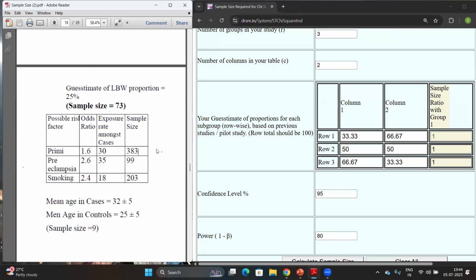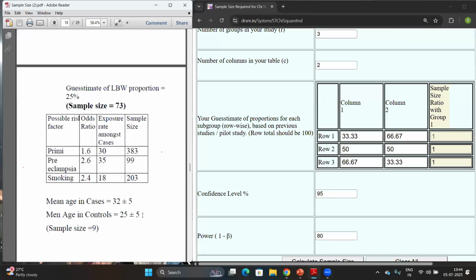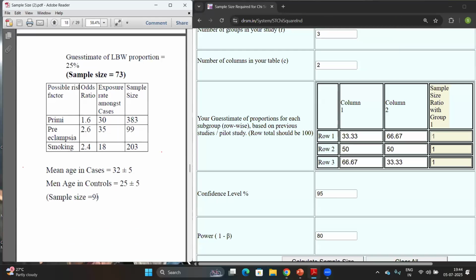241 is the sample size for primary. Okay. And how many controls? 1 is to 3, so 723. So the total sample size is? 964. Okay, 964.